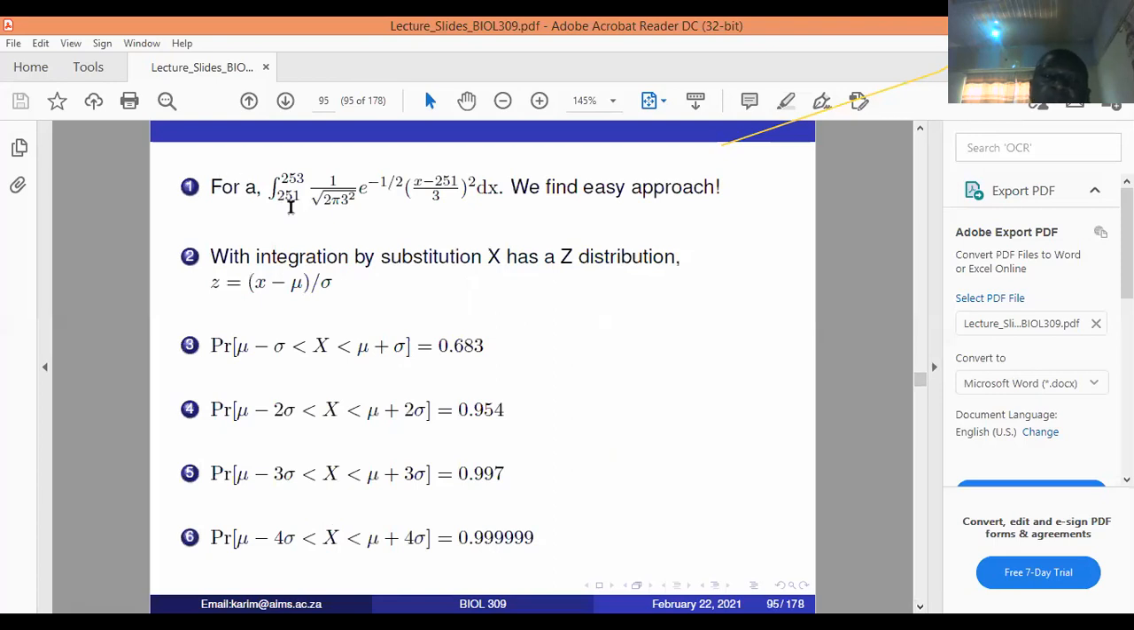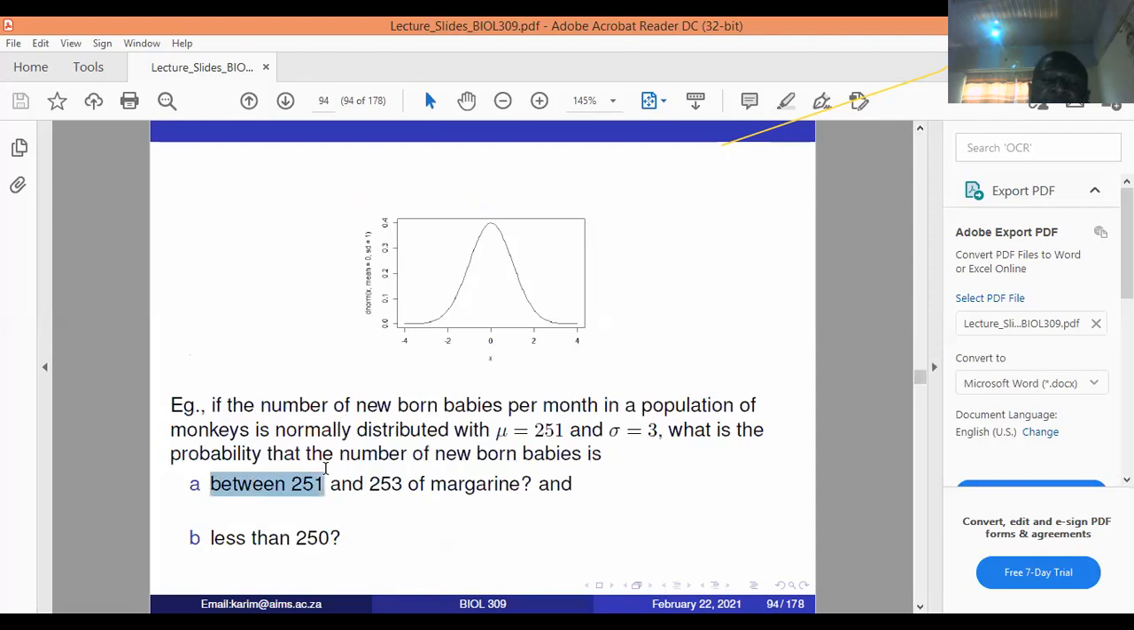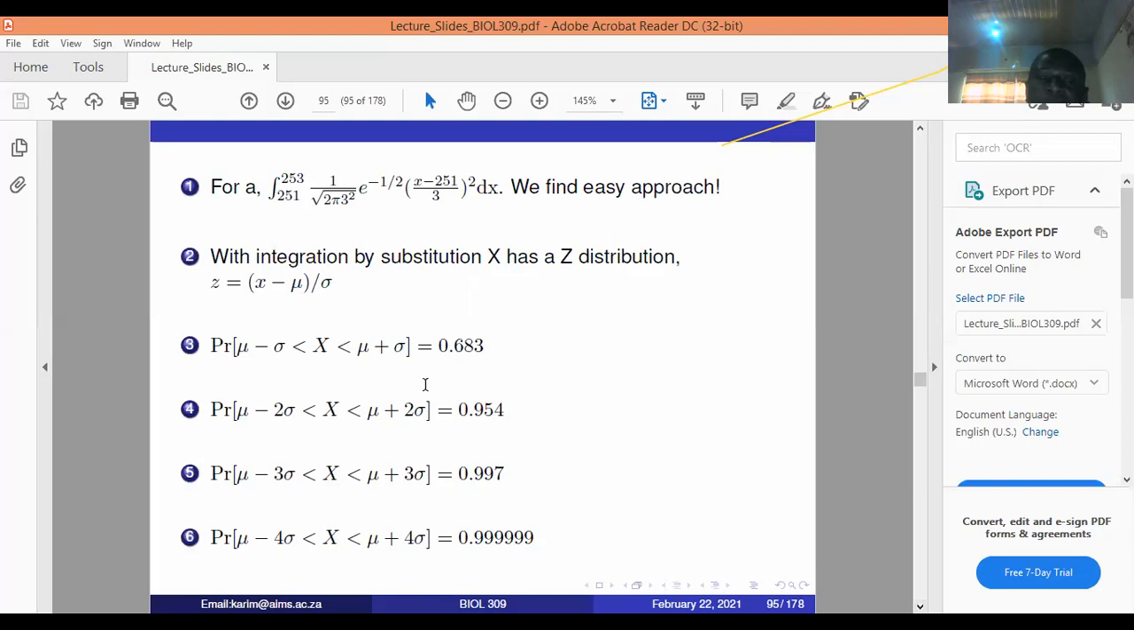Here we have the first part, the A. Here what we are saying is that we are looking for the probability that the number of newborn babies is between 251 and 253. But remember, this time we are dealing with a continuous distribution. And because we are dealing with a continuous distribution, we are not going to sum over the points, but we are going to integrate over the interval. So here we are going to integrate from 251 to 253. I hope you guys can hear me.